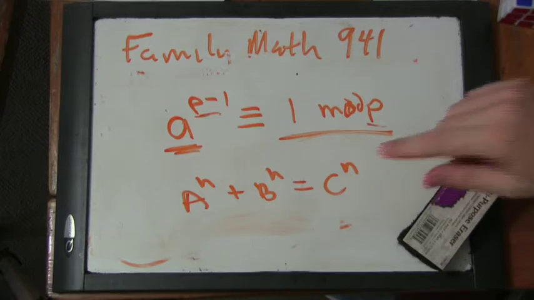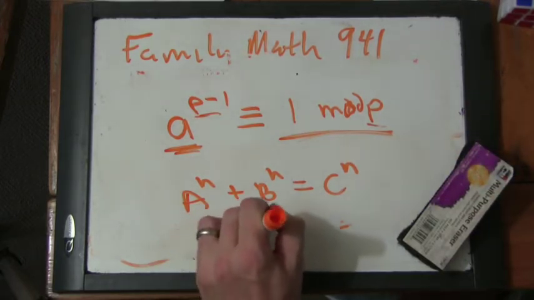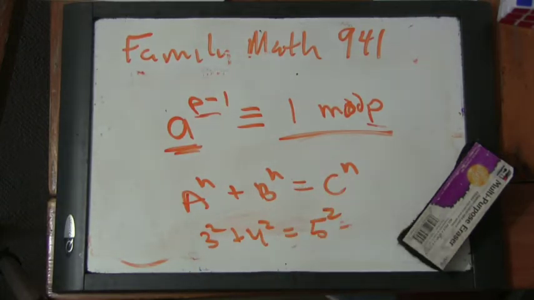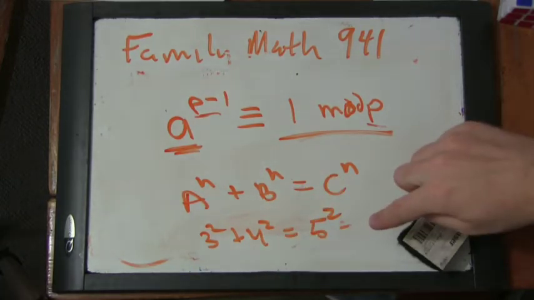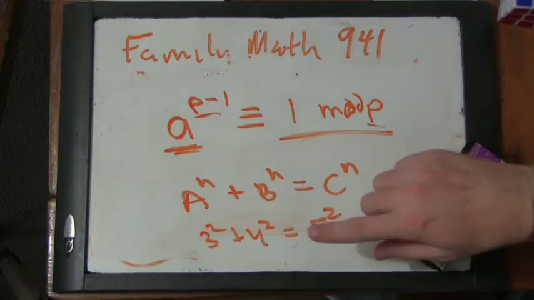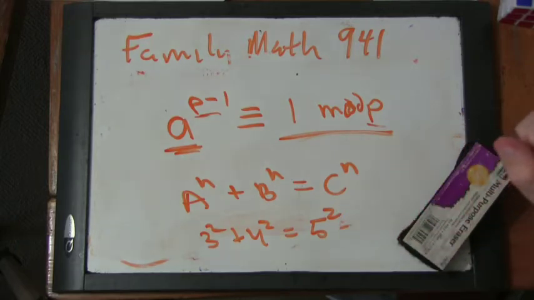So for n equals 2, we have 3 squared plus 4 squared is 5 squared, the famous example. But there are no cubes. There are no cubes at all that satisfy it. You know, like 10 cubed plus 11 cubed is not 12 cubed or something like that. No solutions at all. It's pretty amazing.